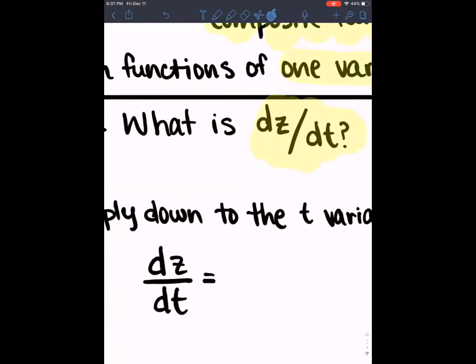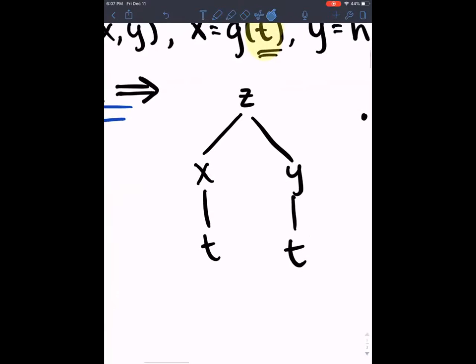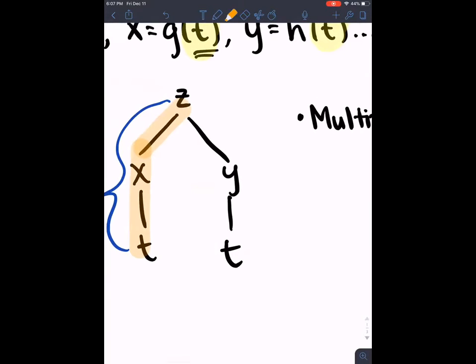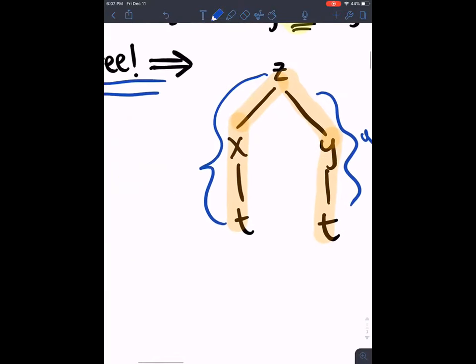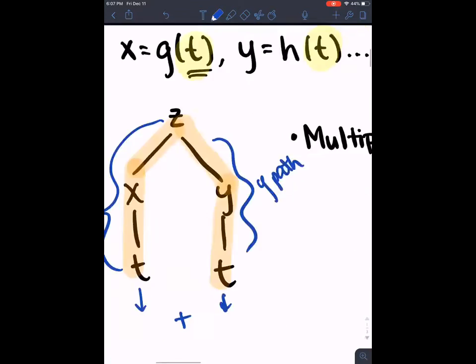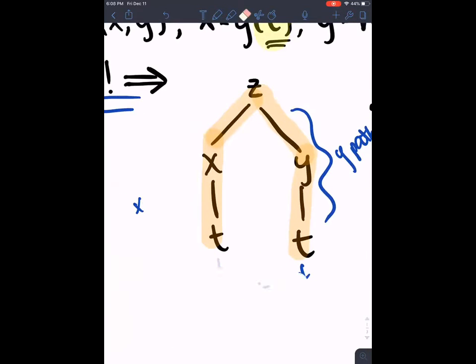Now, how do we find dz dt? Well, the chain rule tells us that if we multiply down one branch to get to what I call a leg of dz dt, we have to add it to the other leg. The other way we can get dz dt is through the y path, and this one is the x path. If you multiply down each leg and you add them together, you get dz dt. So let's walk through how we do that.